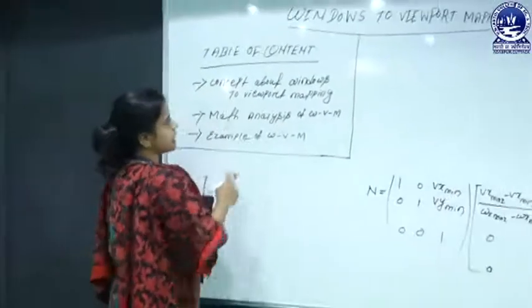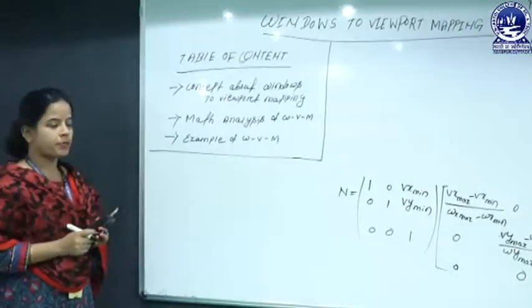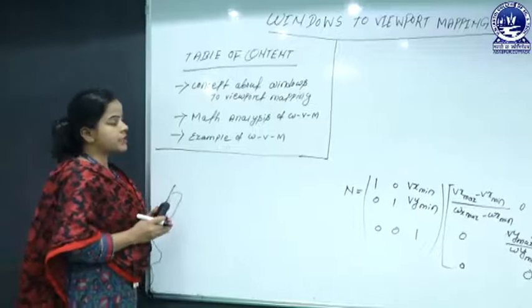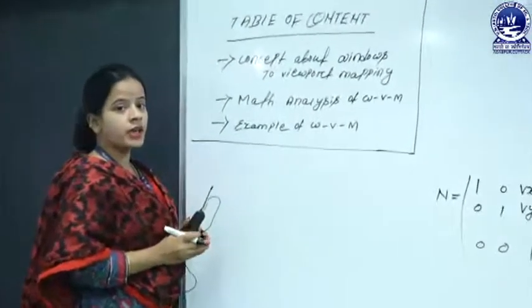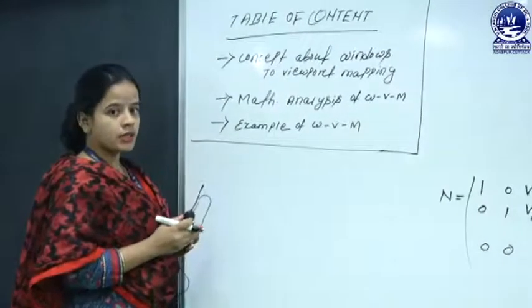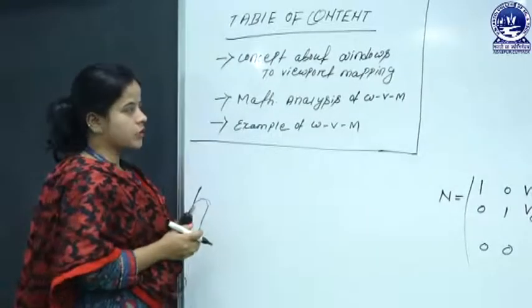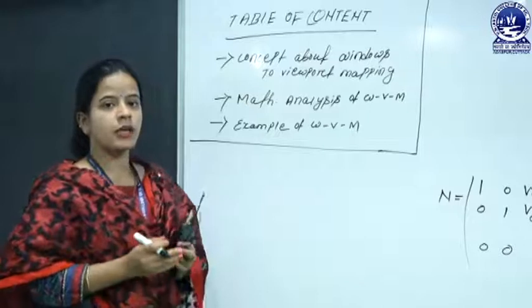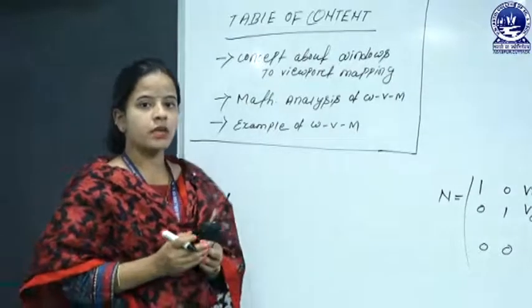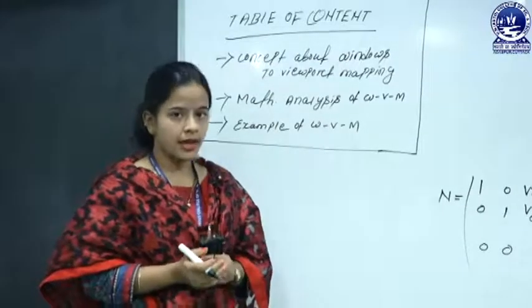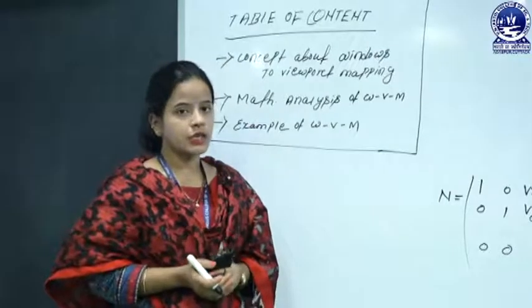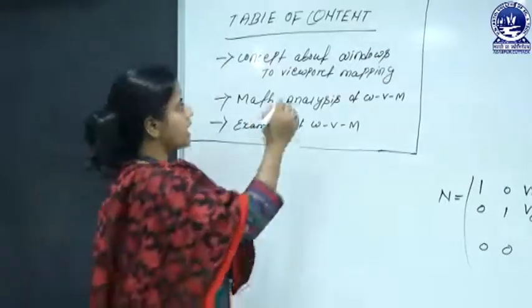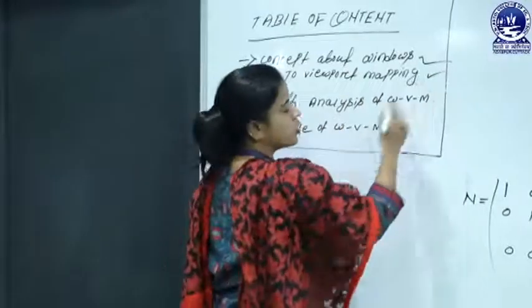The first one is the concept of window to viewport mapping, and the second one is the mathematical derivation of how that is executed from the world coordinate system to the viewport coordinate system. And the last one is some illustrations of how that is implemented in a mathematical way for producing one type of graphical element. So now to start with our initial concept, that's the concept of window to viewport mapping.